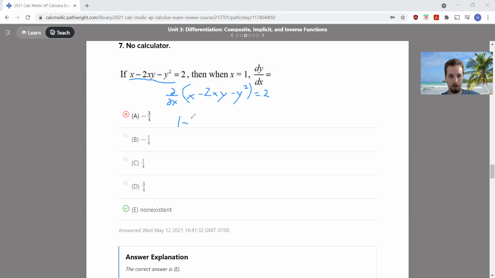Okay, so derivative of x with respect to x is just 1. I'm going to have the minus 2 out in front. Derivative of xy, well, derivative of x is just 1, and then you leave y there, plus derivative of y, well, derivative of y with respect to x is going to be dy dx, right? We can't get rid of that with the x, and the x is going to remain there.